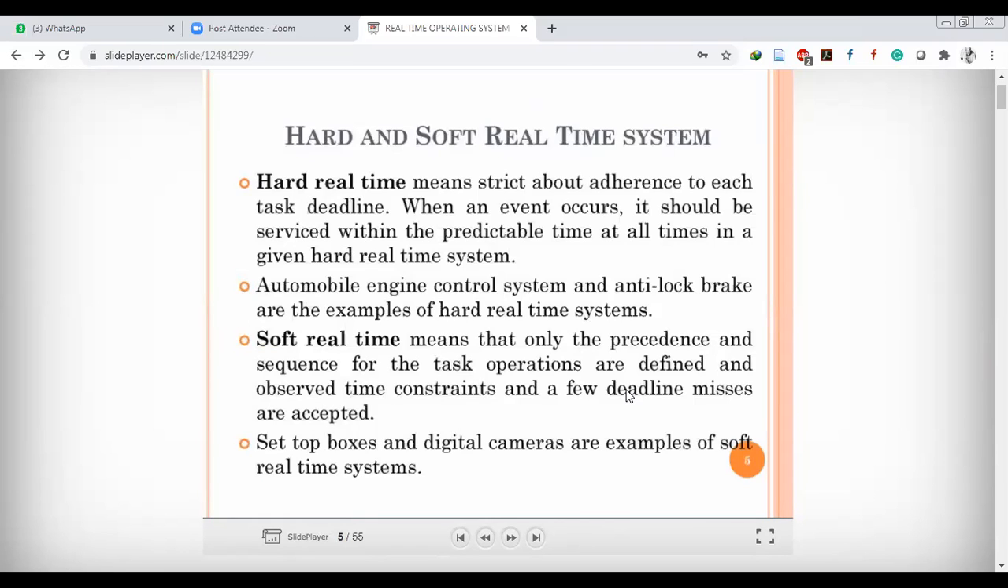Of course, you know about hard and soft real-time systems. What is meant by hard and what is meant by soft real-time systems? The hard or soft real-time systems are always classified according to timing deadlines.